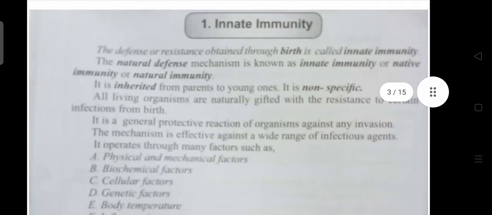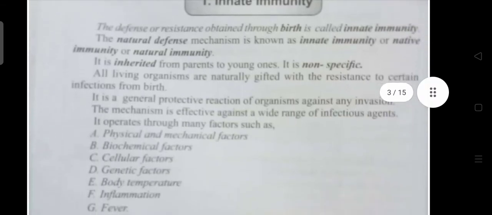Innate immunity means the defense or resistance obtained through birth. It is called innate immunity. Innate immunity by birth itself we get this immunity, that is what we call innate immunity. It is the natural defense mechanism. Naturally obtained immune response or immunity is what we call innate immunity. And we all know that it is inherited from parents to young ones.